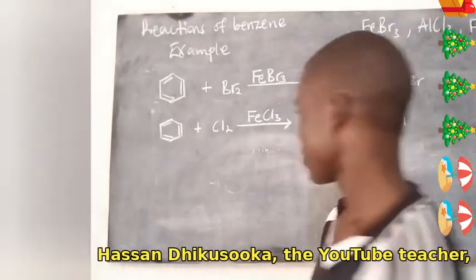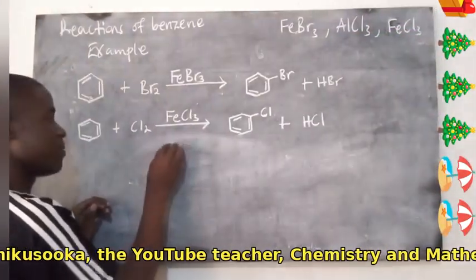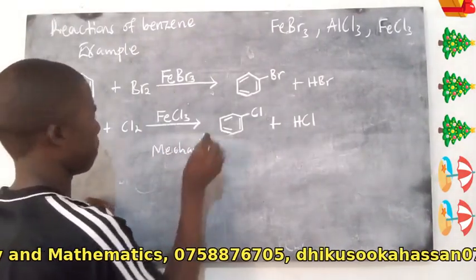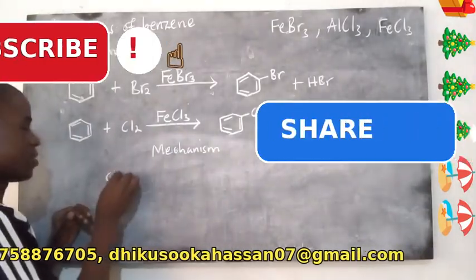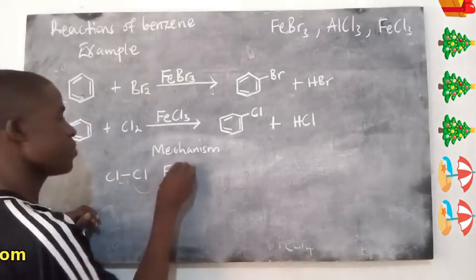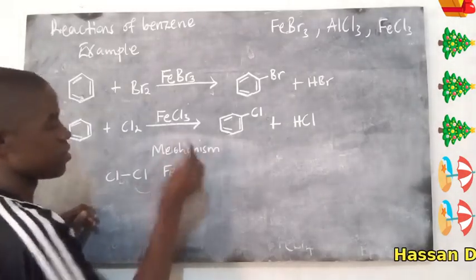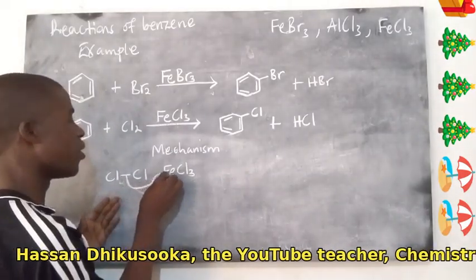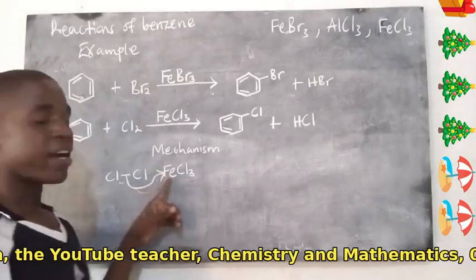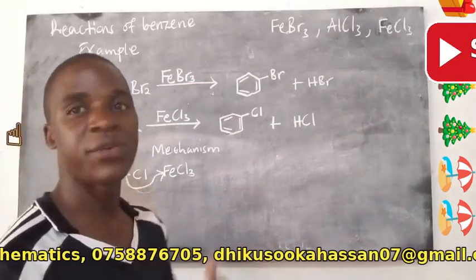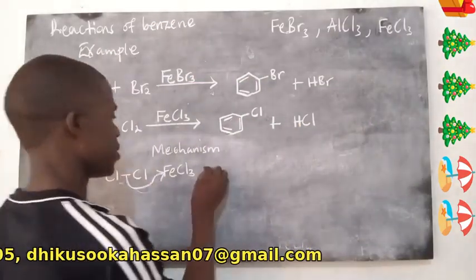Let us see that mechanism. Chlorine, you bring iron. That's what we have. So we are supposed to break the chlorine bond so that the iron takes away the halogen. That's why we are calling it a halogen carrier. So this is what we have.